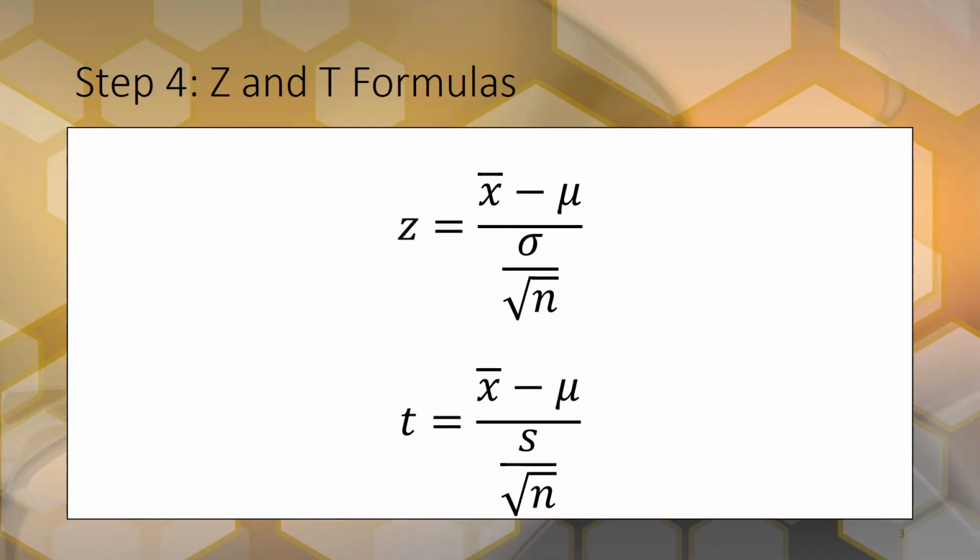In step 4, you calculate either the z or the t statistic, and then you find the p-value. The z and the t statistic are almost the same. The main difference, or the only difference, is that for the z statistic we use the population standard deviation, and in the t formula we use a sample standard deviation. So depending on which one is given to you, you use one or the other, and that will determine how you get the p-value.